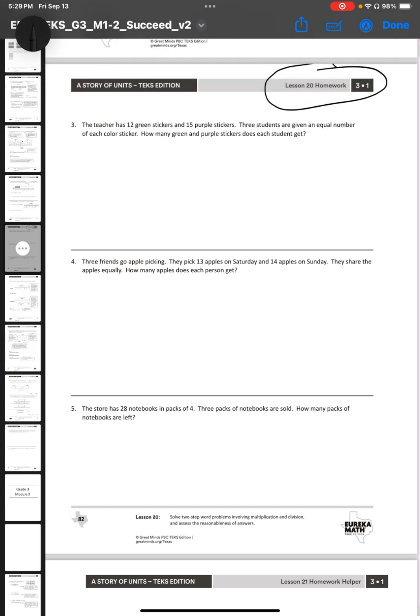The store has 24 notebooks in packs of 4. 3 packs of notebooks are sold. How many packs of notebooks are left? Okay, this is going to take multiple steps. Let's go back and label what we know. The store has 28 notebooks. That's a total. In packs of 4, that's the size of each pack. And then it tells us 3 packs of notebooks are sold. How many packs of notebooks are left?